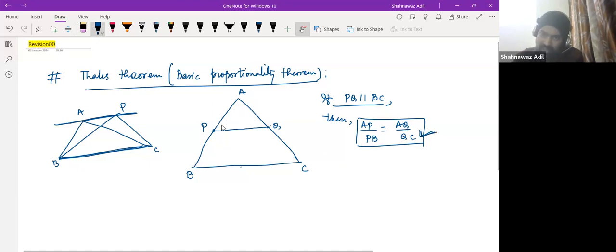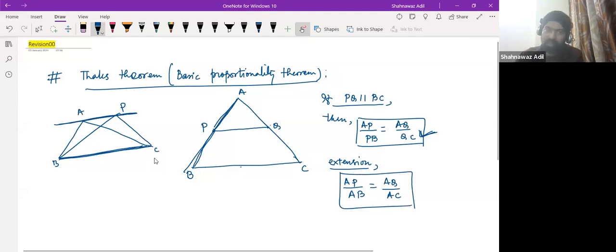So these two sides are divided proportionally, so these proportions are equal. And then we also learned about this extension, which is very crucial. We learned the extension that not only AP by PB, we can also take AP by the whole AB, and that would also be equal to AQ by AC. So this is the other extension. This was the first theorem that we studied in this chapter.